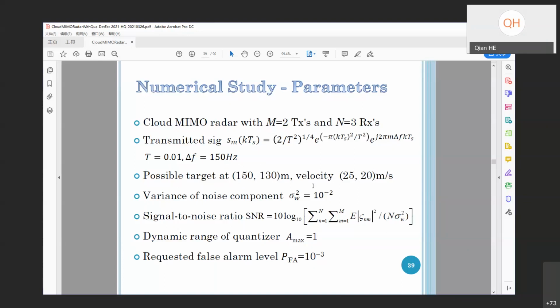So the noise has this variance value, and the signal to noise ratio is defined like this. That's the overall received signal power over the noise power. And suppose this is the dynamic range of the quantizer, we just use this without loss of generality. You can switch the value as you like. And suppose you have a false alarm level like 10 to the minus 3. This is actually slightly big. Usually in practice, you want to make it even smaller, but we don't want to increase our computational burden. That's why we just leave it as is.